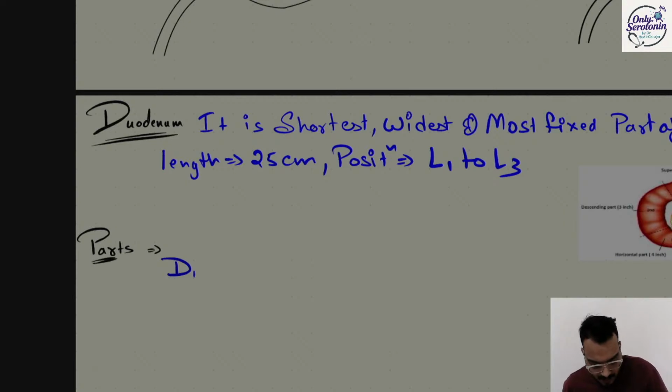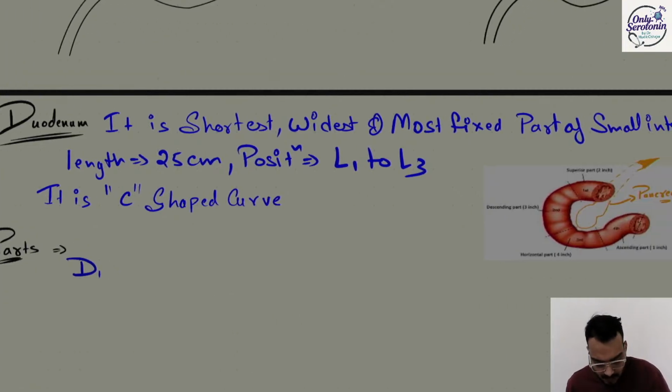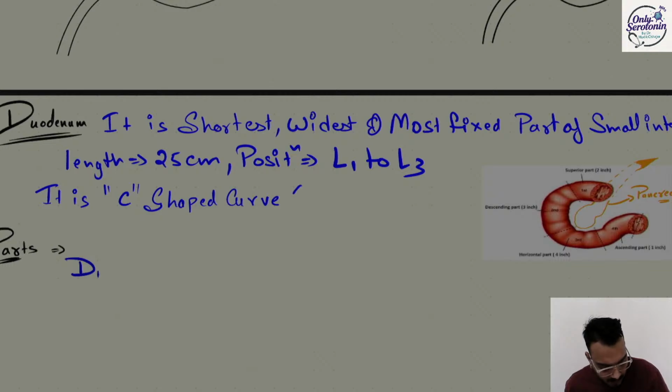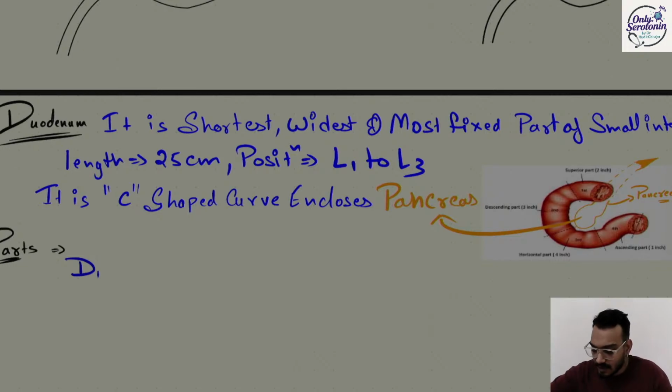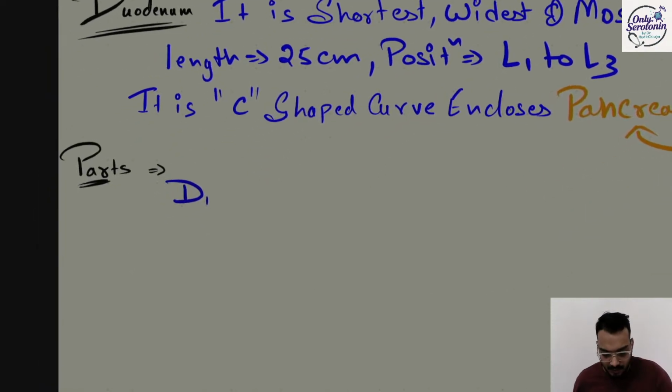What else you should know, guys? This is your C-shaped curve, and this curve encloses your pancreas. This curve is enclosing what? This curve is enclosing pancreas. Can you see here? So this curve is enclosing pancreas. Done? Now let's talk one by one about the parts.